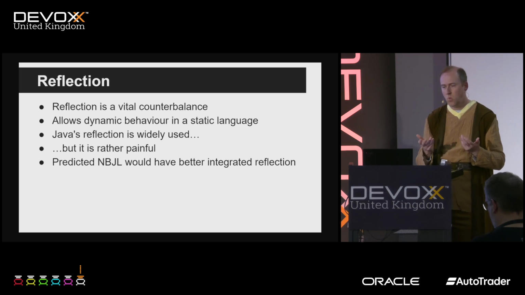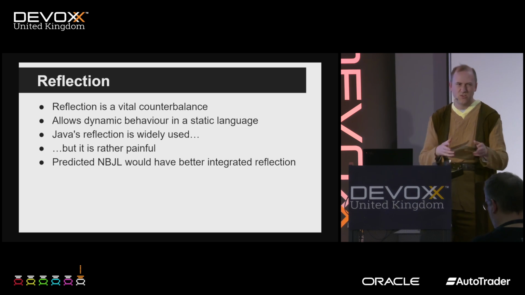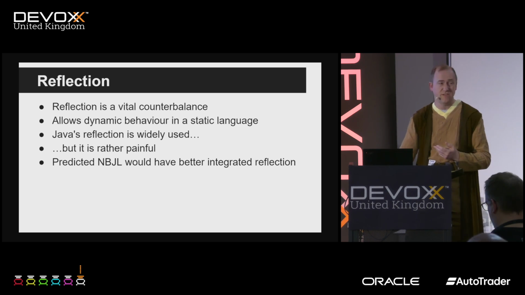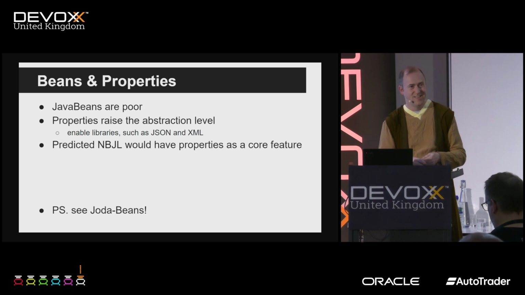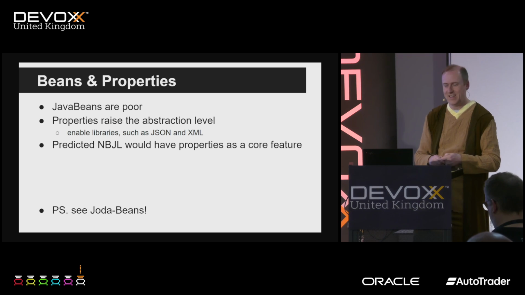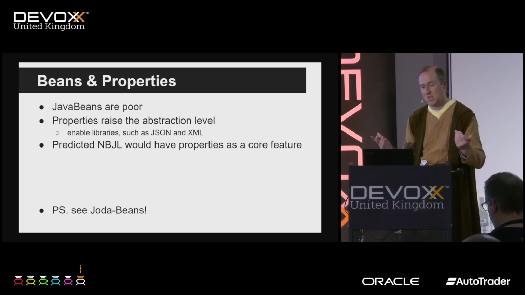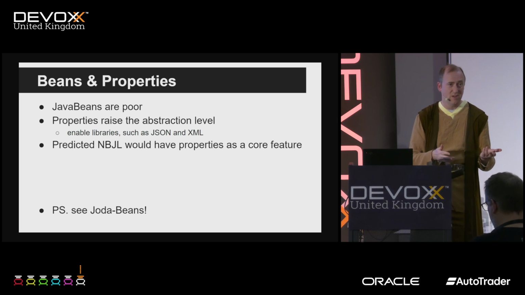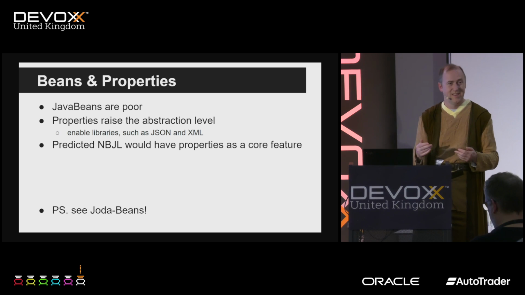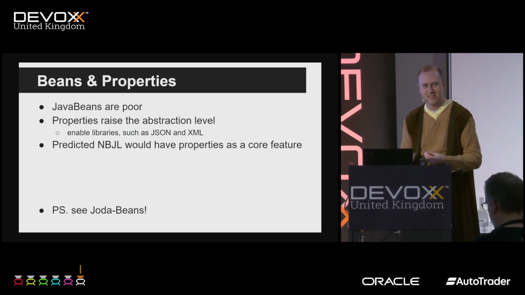Reflection, well, you wanted that counterbalance. You wanted to be able to have dynamic behavior. Java's reflection is a bit painful. It'd be nice if it was better integrated. Beans, well, nothing's happened on Beans in another 14 years. They're still poor. They're still a bit rubbish. You can do better than that. Yeah, I use Joda Beans. Some people will use Lombok. Some people use Immutables. If you're sensible, you need to use something more than just writing getters and setters with your IDE.